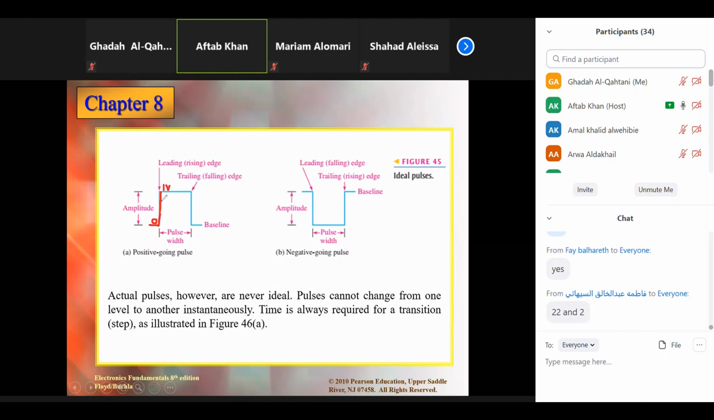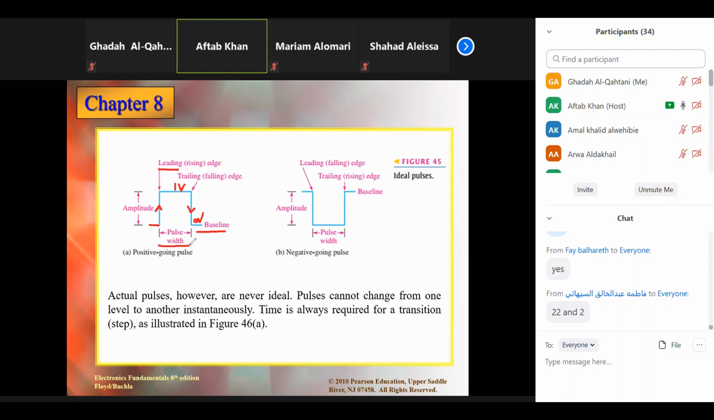Practically it is not possible for voltage to change from one level to another in no time, suddenly. So the edge where it changes from a lower to a higher value is called the leading edge. When it comes back from higher, let's suppose this is 1 volt and the lower is 0 volt, it is now coming down. This is called the trailing edge or falling edge, this is what we call the baseline, and this is called the pulse width.